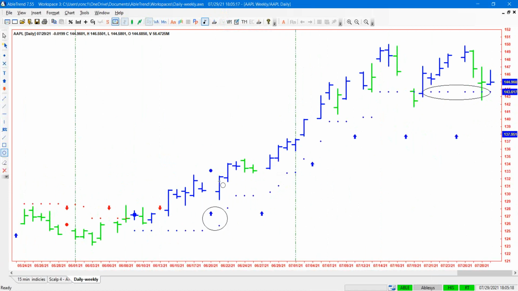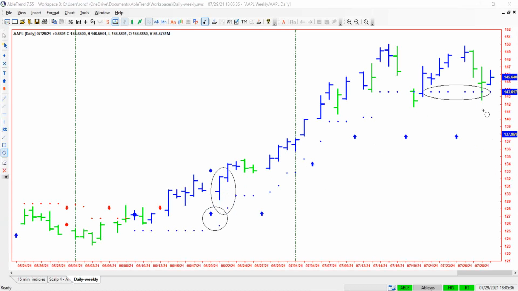So there's the first arrow, and right after that, there's the first blue bar. So, nice little signal here on Apple. We're still in this one. For a disciplined AbleTrend trader who just does what it says, we got in over here at a nice price at about 133, and still in it at 145, and great for options, obviously Apple and SPY, QQQ. Those are great stocks or ETFs for options.